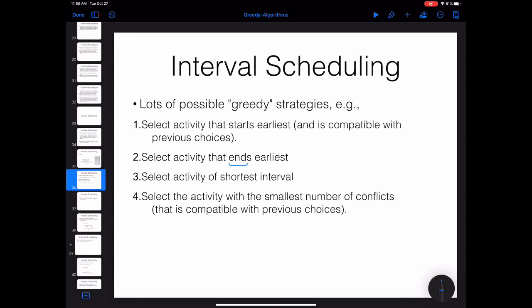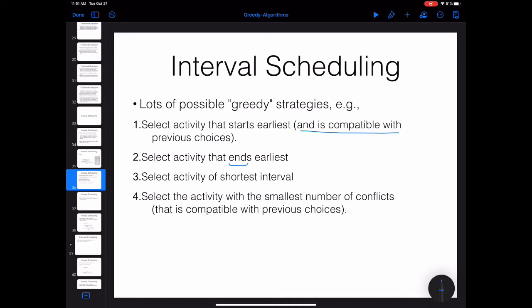Then the next one, always go with this strategy, and again, always choose the one based on this strategy which has no conflict with the previously chosen objects. The next strategy is talking about the length of the time that each job or activity takes. Select the activity that has the shortest interval. It's very intuitive, right? Because if you are taking less time, probably you are going to leave more time for choosing the other activities or jobs, right?